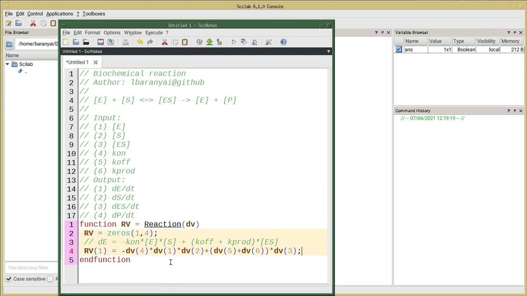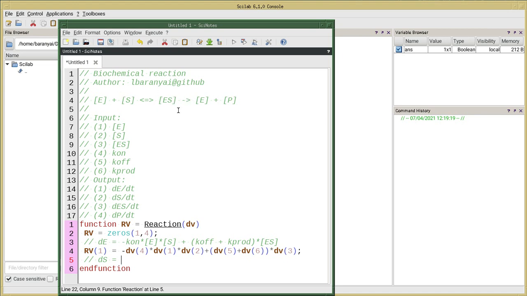I finish all lines with a semicolon because I don't want to see the result on the screen. Meanwhile, I don't want to see the logs. Okay, the next one will be how the substrate is changing. The substrate change will be, of course, the same way.